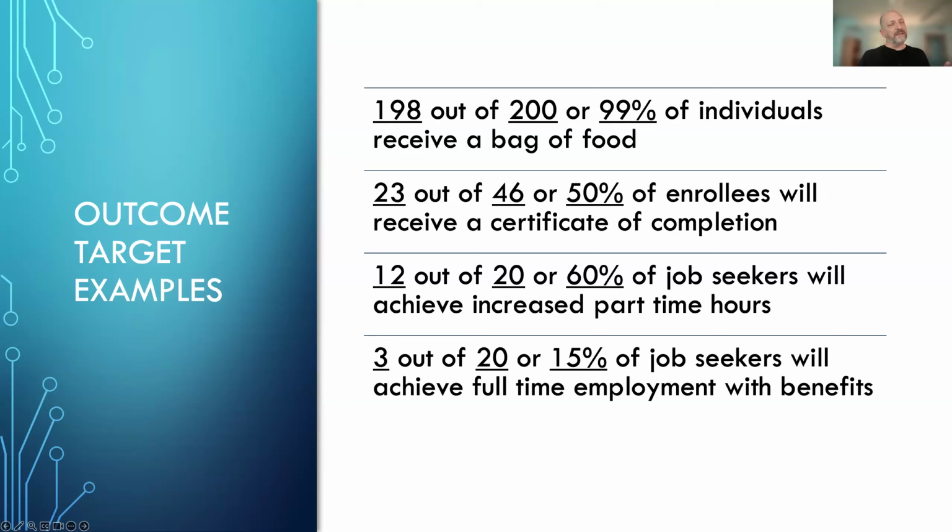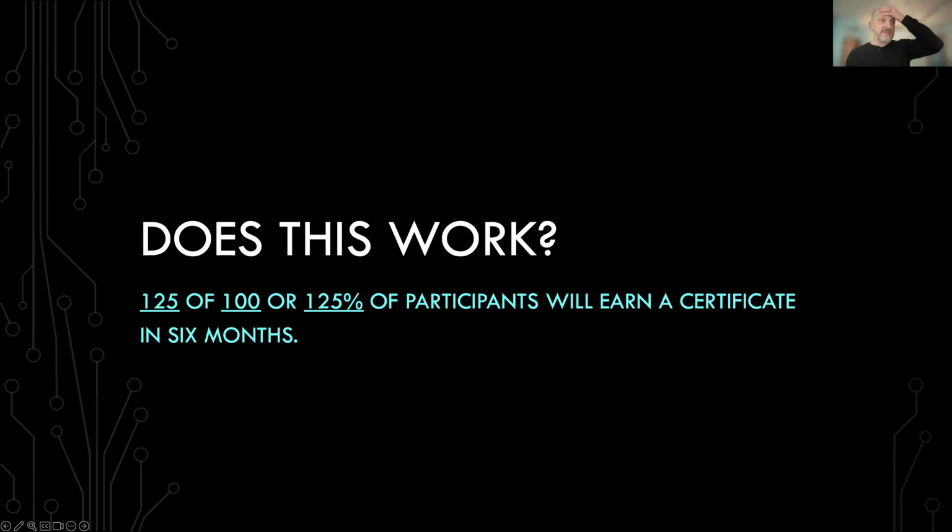Cool. This doesn't always work with the numbers. So how about this? Does 125 out of 100 or 125% of participants will earn a certificate in 6 months? Does that sound like a good statement? And then why or why not?